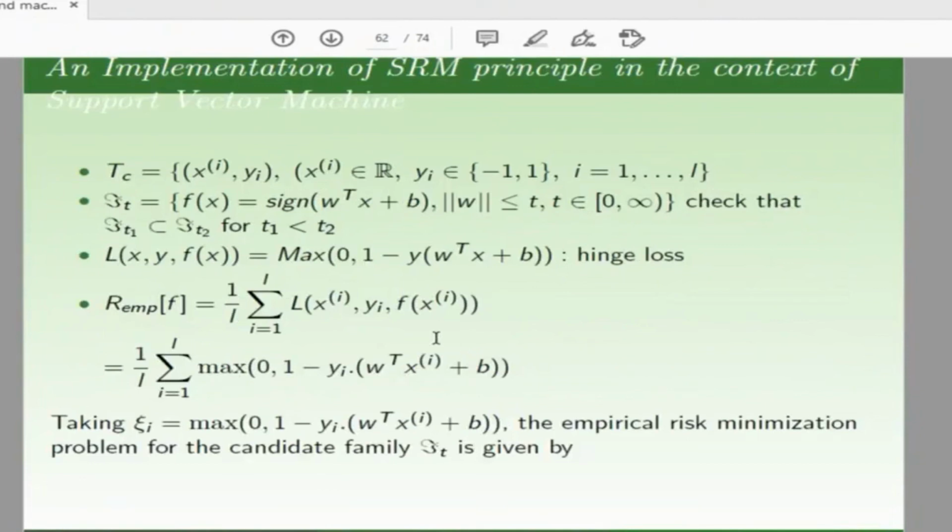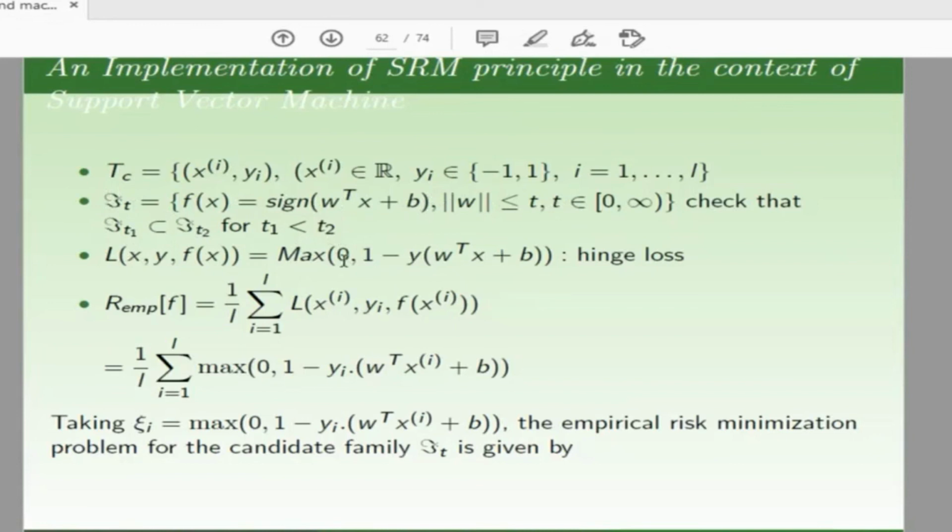So what you can do here is implement the SRM principle in a simple situation where you are given a binary classification problem, and you choose the family as the family of hyperplanes with the extra condition that norm W is less than or equal to T. So this is a parametric family of hyperplanes, norm W less than or equal to T. So if T1 is less than T2, then this family is contained in this family.